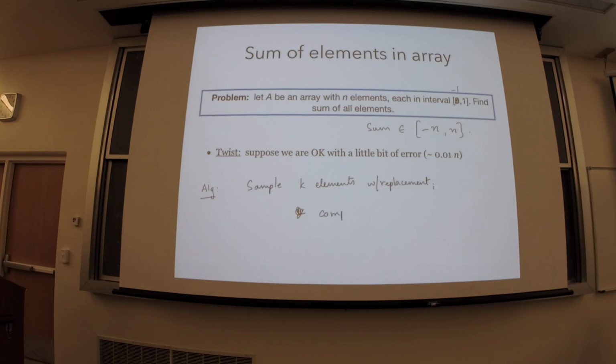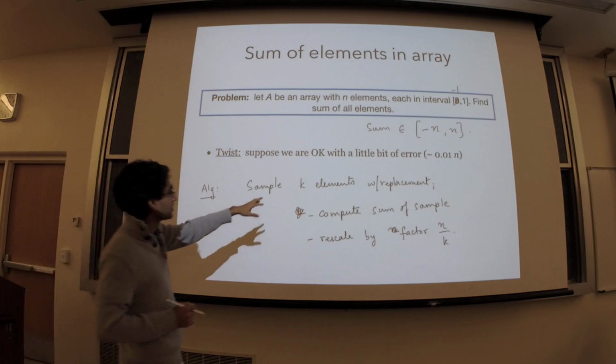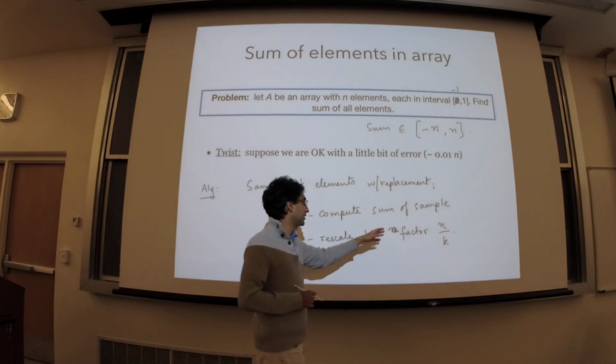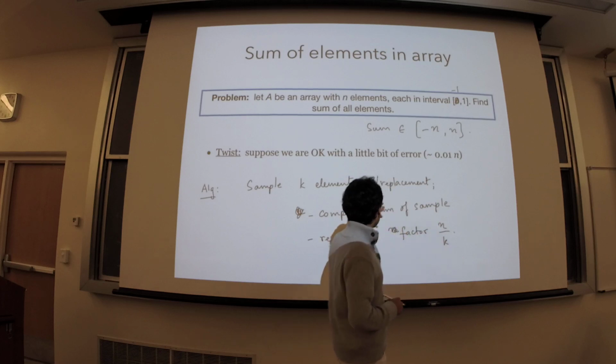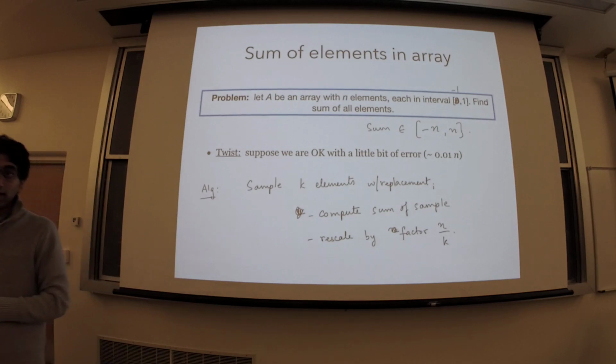Compute the sum of the sample and rescale by a factor. Because you want to compute the sum, right? If you wanted to compute the average, just the empirical average would have been the same. But if you want to compute the sum, you compute the sum of the sample and then you rescale by n by k because you sampled k, and there were n elements.